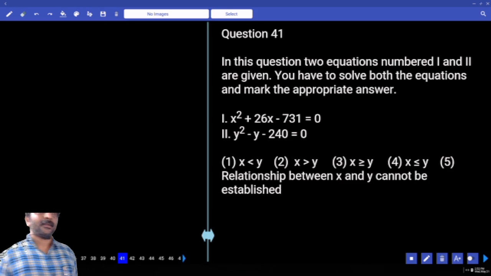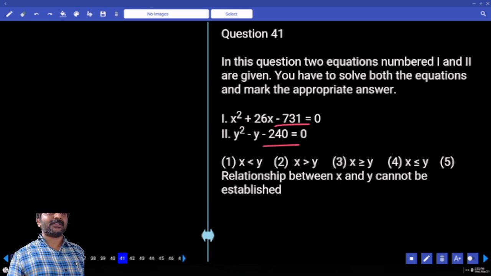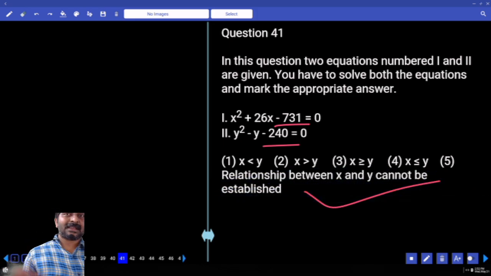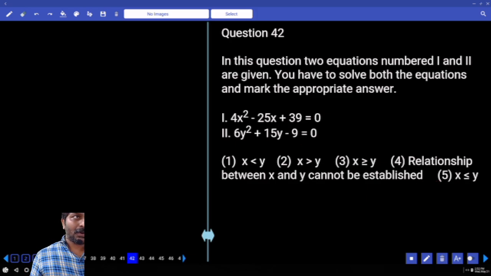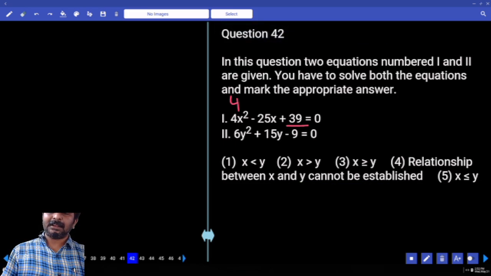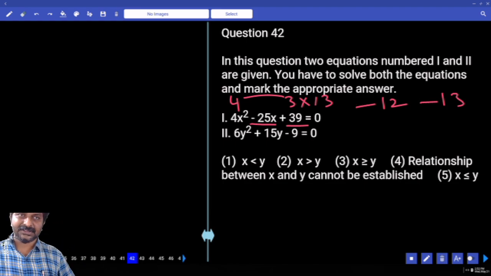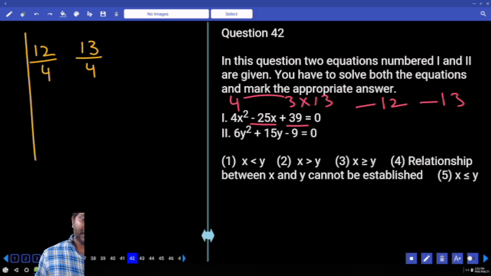Forty-one onwards. Free question? Yes. C values in both equations are negative. So answer, relation cannot be established, right? Is it a free question? No, we'll have to calculate. Right. 4. Can I write 39 as 3 times of 13? 4 threes. Other number? Minus 12, minus 13, minus 25. Condition satisfied? Now factors are 12, 13 divided by 4. Coefficient of x square. Correct?